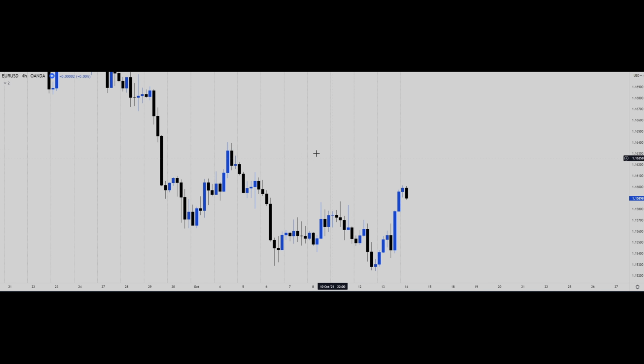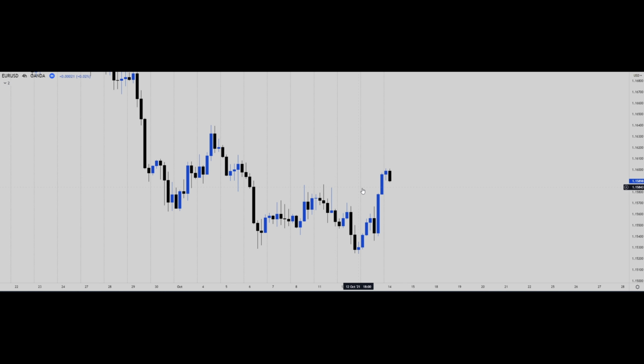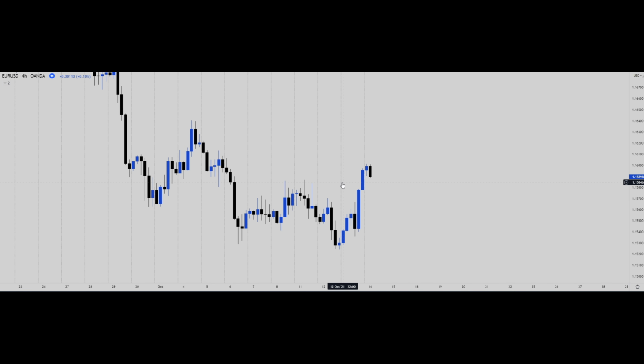Now obviously this is much more of a forecast. We can see here that, okay, price is respecting supply. However, obviously we've broken structure above here, and you can just see it much more clearer than on the daily.